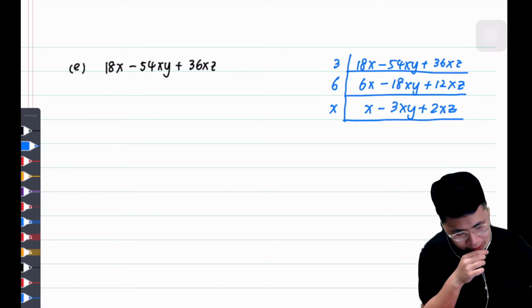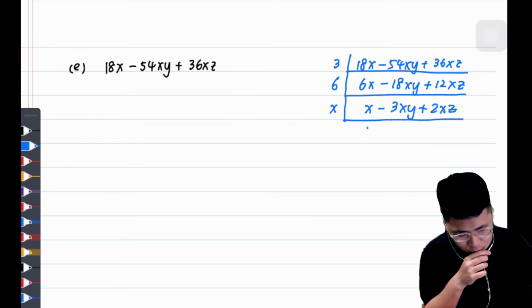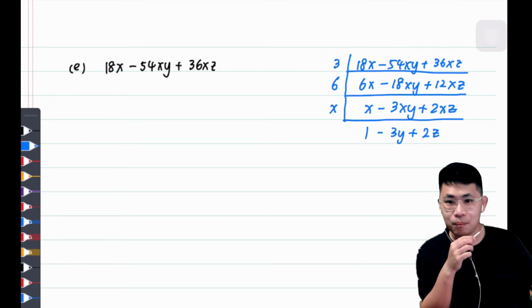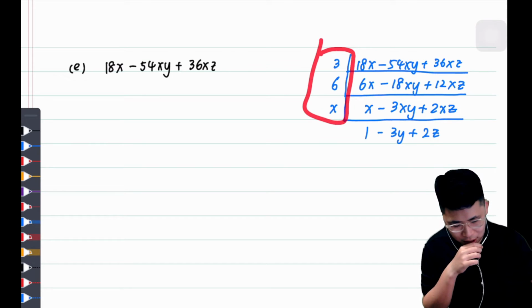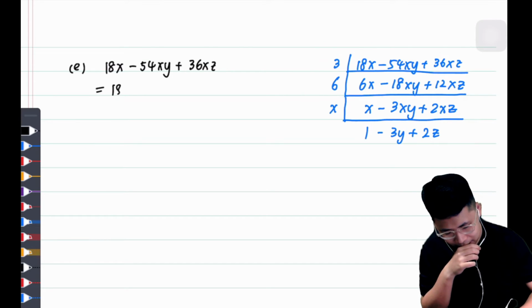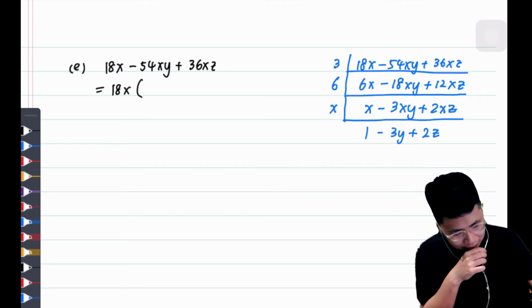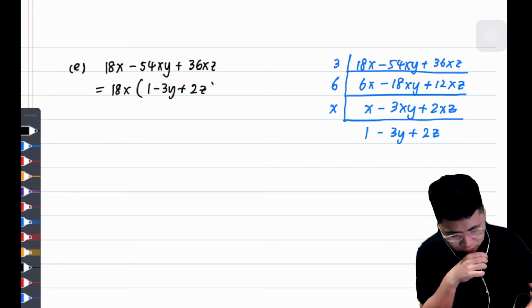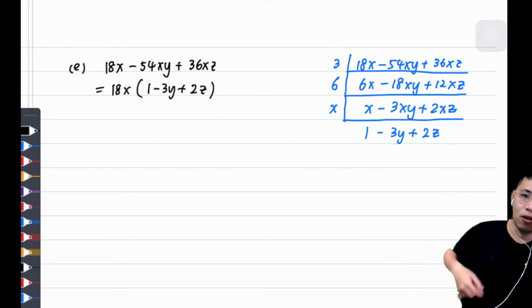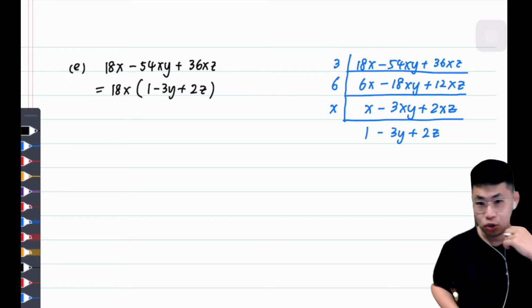So we bring out x over here. We have x divided by x is 1. The 1 divided by x is 3y. Next, 1 divided by x is 2z. Okay, so multiply everything on the left hand side together. We're going to get 18x on the outside. And this one below, no more common factors. So this will be 1 minus 3y plus 2z. So this is how we do it for the very complicated questions.